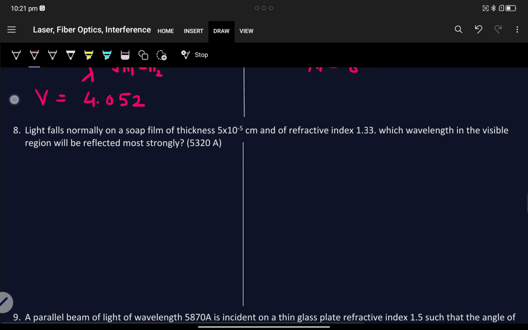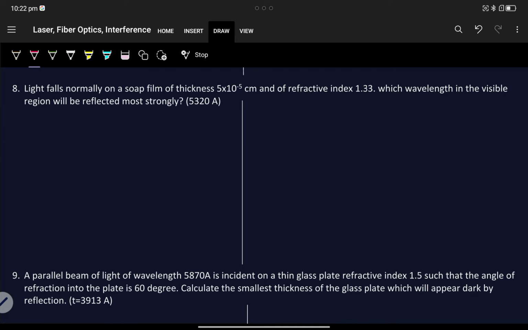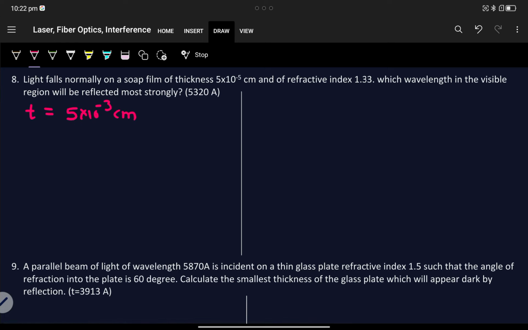Now let's move towards the questions from interference due to thin film. When light falls normally on a soap film of thickness, so we have given thickness 5 into 10 to minus 3 centimeter. Refractive index is given 1.33. We need to find the wavelength in the visible region. So we know wavelength from 4000 to 8000 is in the visible region.